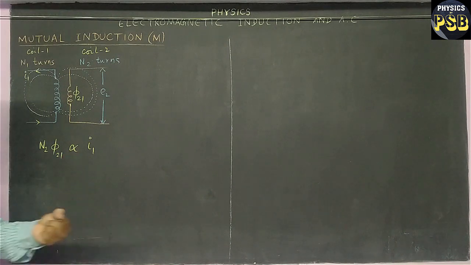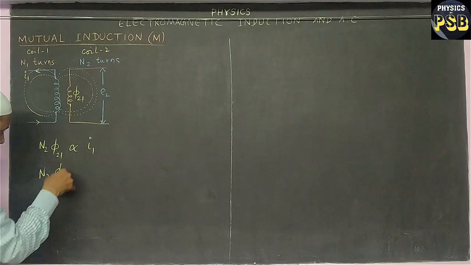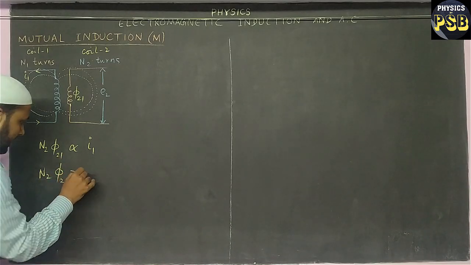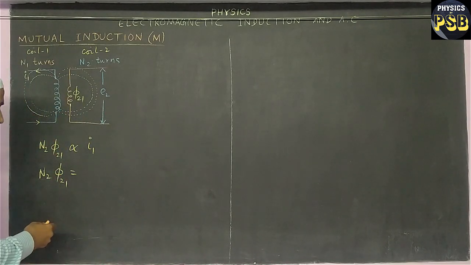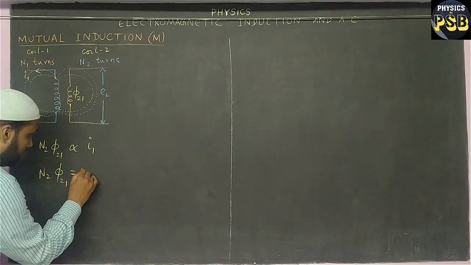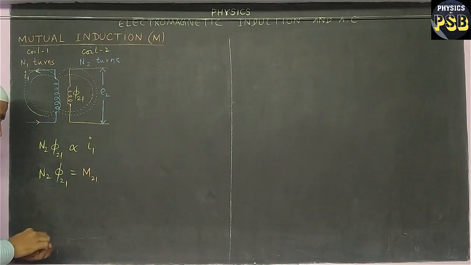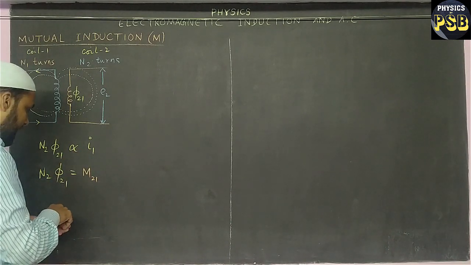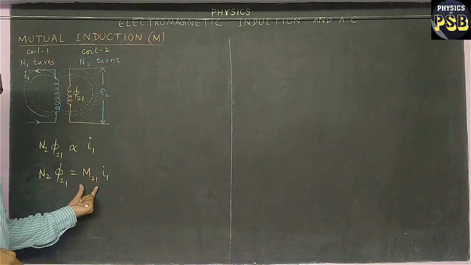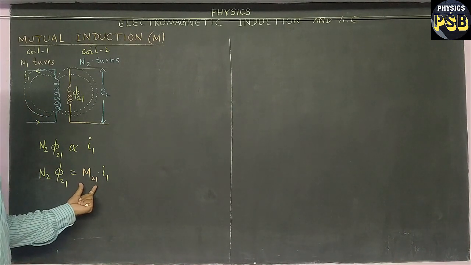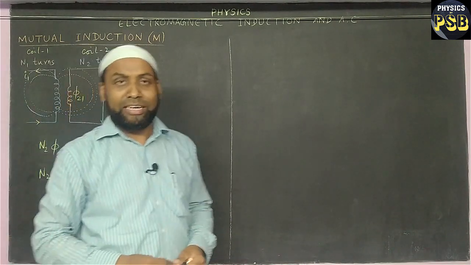Now I remove this proportionality. So what do I obtain? I obtain this. When I remove this, I write an equal to sign, then I have to include a constant called the proportionality constant. That proportionality constant I use here is M21. Then I1 is written as such. Here M21 is nothing but mutual inductance. It is otherwise known as coefficient of mutual induction.